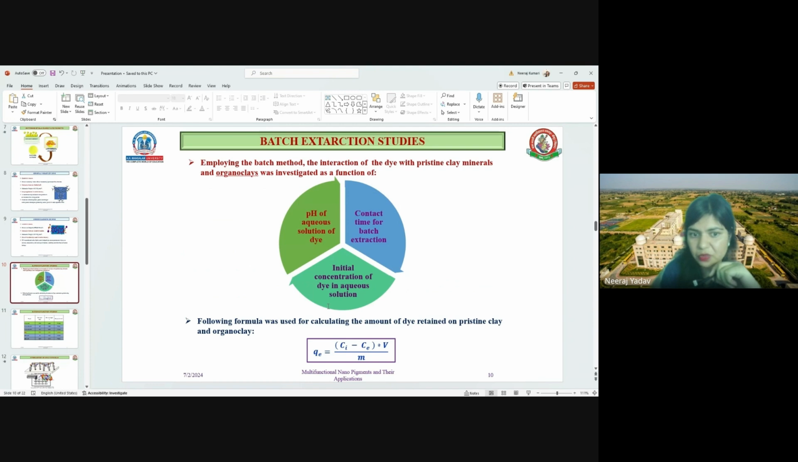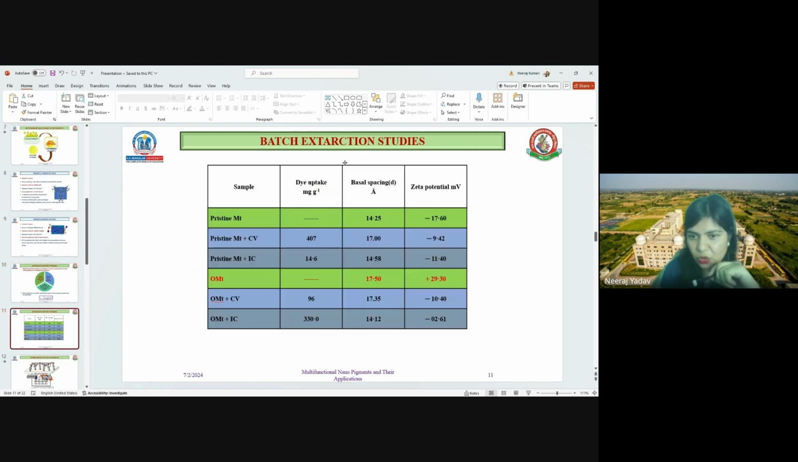For removing the dyes, we employ the batch method, as a function of pH, contact time, and initial concentration. This is the formula used to calculate the amount of dye adsorbed by the clay and the organoclay. These are the results of the batch extraction studies as well as XRD. In the case of the pristine MT, the adsorption of CV dye was found to be 407 mg per gram, and the basal spacing was 17.0, which indicates that the CV dye is present in the interlayer space as well as on the surface of the pristine MT, because the surface charge generally reduced.